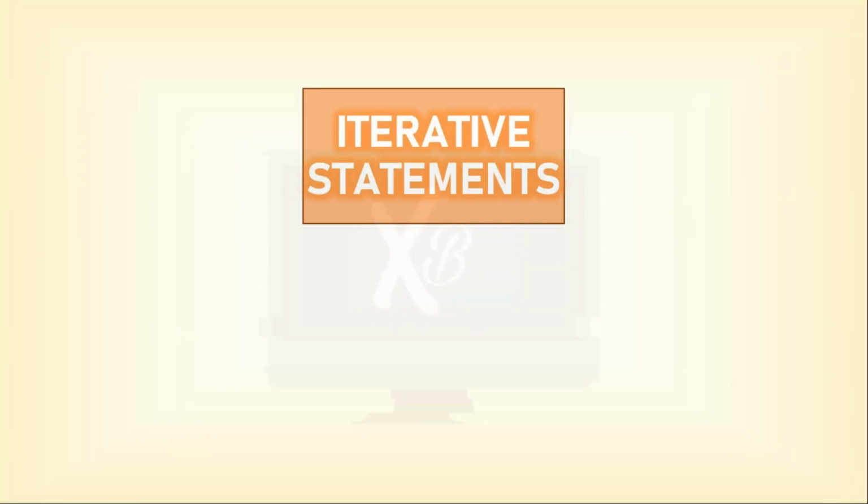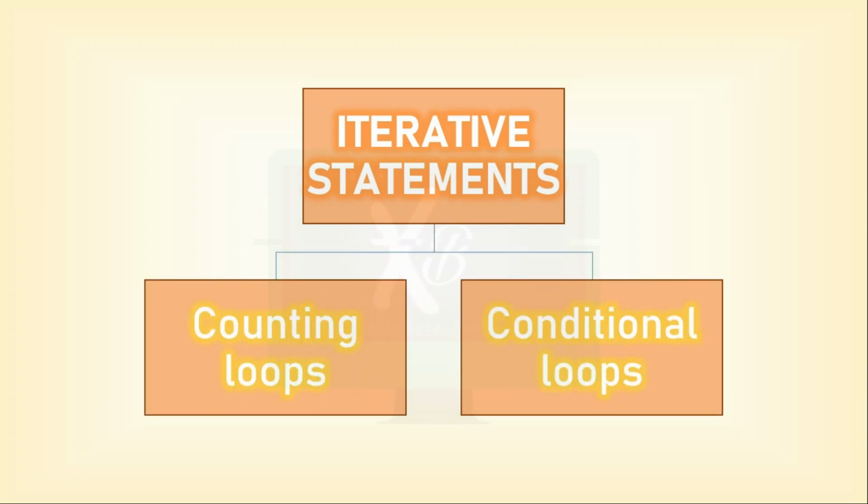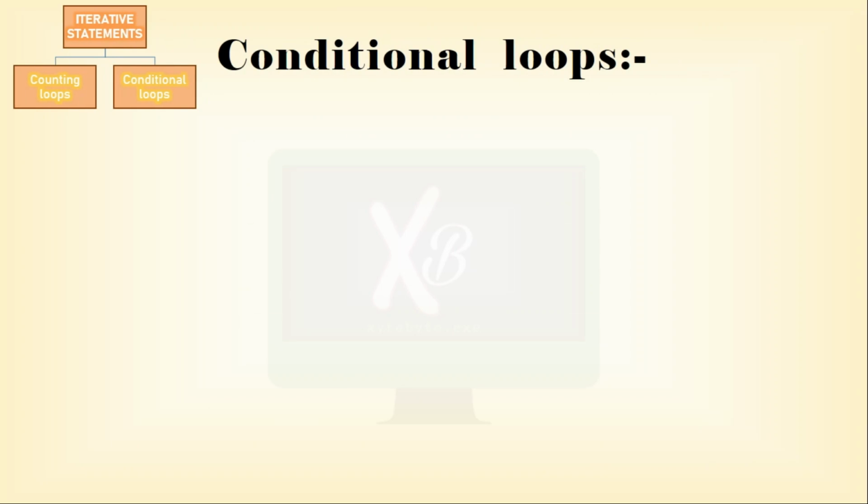So just a bit of recap of the previous videos. Iterative statements are divided into two different parts: counting loops and conditional loops. Counting loops has for loop and conditional loops has a while loop. Counting is used when you are using for loop, and conditional loop is a while loop. And today we'll be learning about conditional loops.